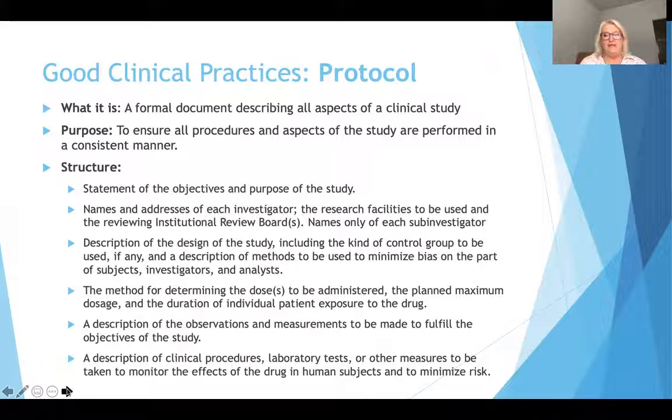The method for determining the dose to be administered, and again, this would be in a dose escalation study or repeat study, etc. And what's the planned maximum dose, duration of individual patient exposure to the drug, and also the maximum exposure that a subject could experience. A description of the observations and measurements to be made to fulfill the objectives of the study. This usually relates to things like physical exams, safety laboratory measurements, physical things such as blood pressure, respiration, temperature, etc.